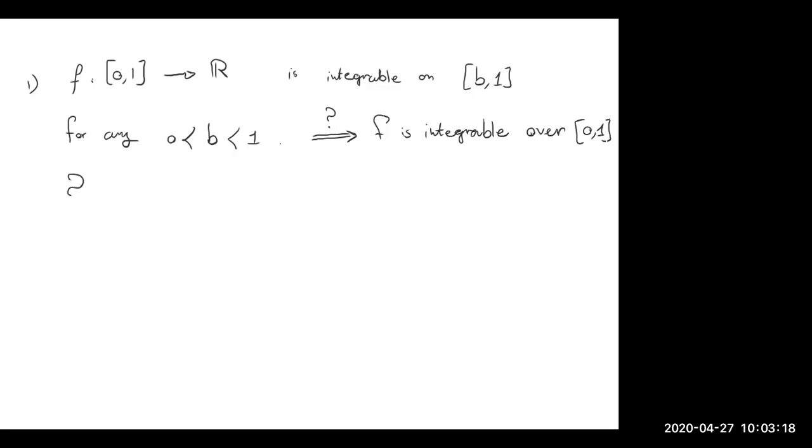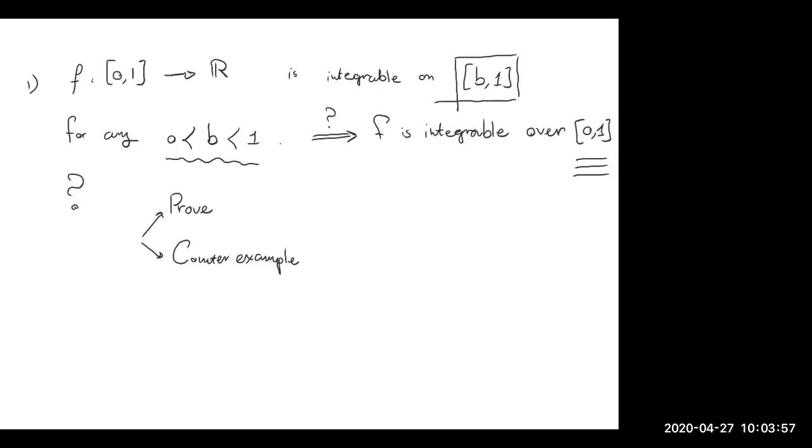That's the question. If it's integrable over this smaller interval from b to 1 for any b between 0 and 1, does it imply that f is integrable over the whole interval 0 to 1 or not? If you think the answer is yes, you should prove it. If you think the answer is no, you should find a counterexample: a function f that is integrable over any interval of the form b to 1, but is not integrable over the whole interval 0 to 1. Okay, think about it for a few minutes.